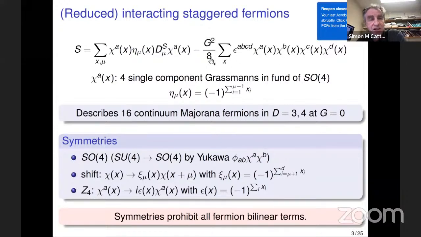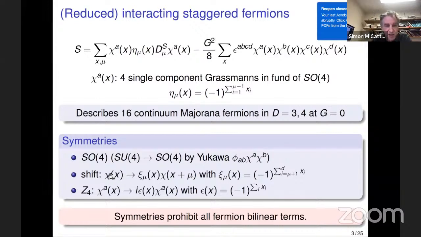It's actually very surprising. It had never been looked at before in the lattice literature. Because I have four copies of this system, it describes naturally 16 Majorana fermions at g equals zero. It has a great number of symmetries. Of course, it has this SO4 symmetry. Sometimes you can enhance this to SU4, but I won't talk about that here. And in fact, in our case, because of our U-chiral interactions, it's restricted to SO4.